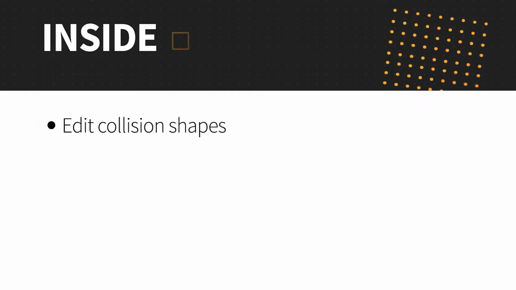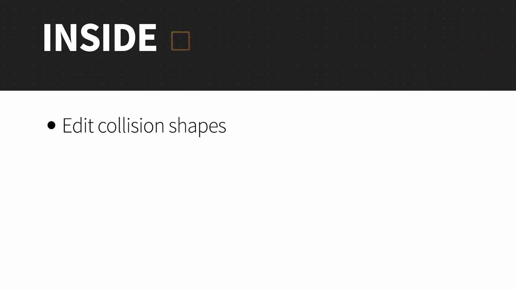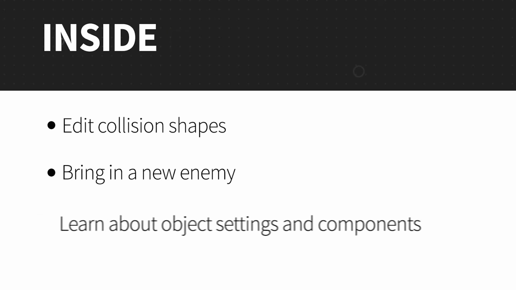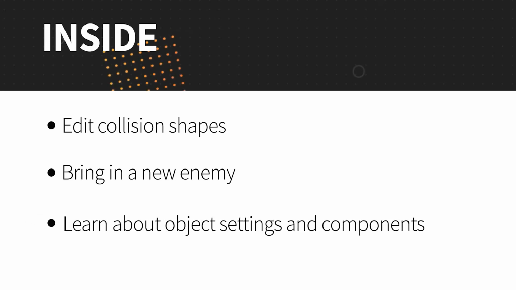Additionally, we're going to discuss editing the collision shapes for the graphics we dropped into our game Glitch in part one, as well as how to bring a new enemy into our game and bring it to life using the object settings and the object components. All of these topics will lay the foundation we need to actually begin building our levels in the following video.